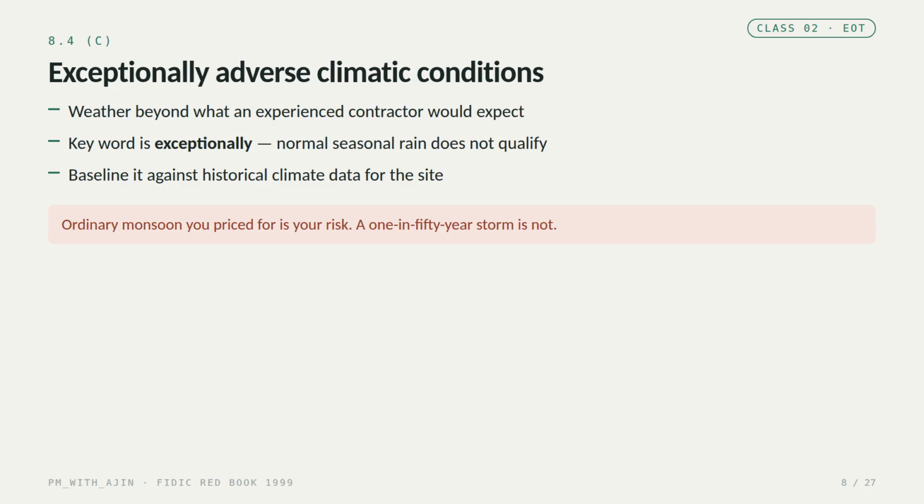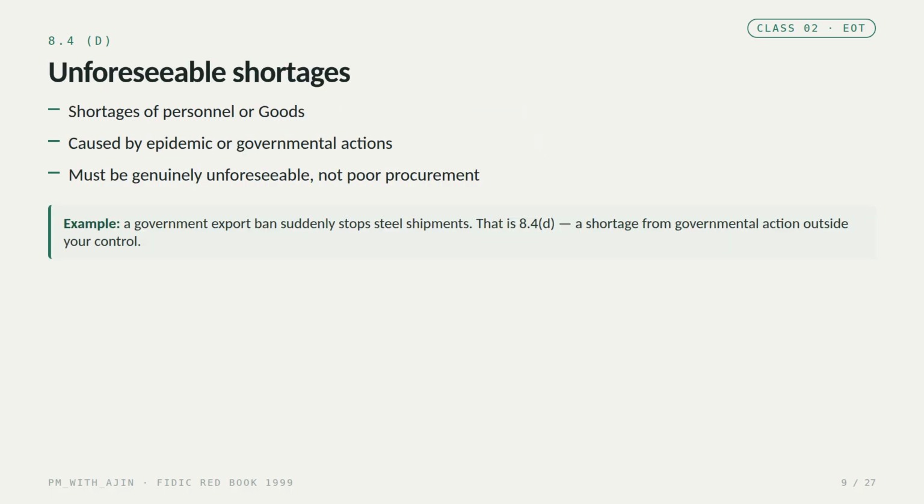Ground C, exceptionally adverse climatic conditions. The key word there is exceptionally. Weather that an experienced contractor would reasonably expect is your risk, and you should have priced for it. Ordinary seasonal rain does not qualify. A genuine 1 in 50-year storm does. To prove it, you baseline the actual weather against historical climate data for that location.